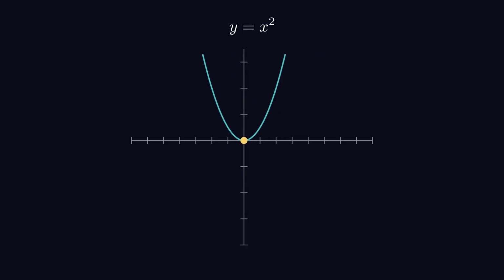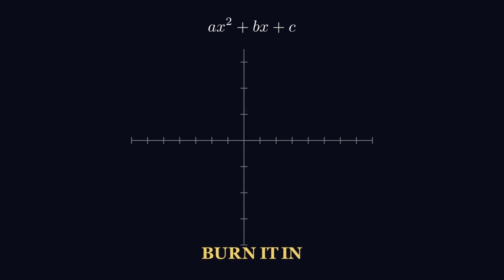Now, most quadratics show up in standard form, ax squared plus bx plus c, not vertex form. So how do you find the vertex then? One formula, burn it in. The x of the vertex is negative b over 2a. Find it, plug it back in for y, and there's your vertex. Write it on your hand if your brain's a sieve.